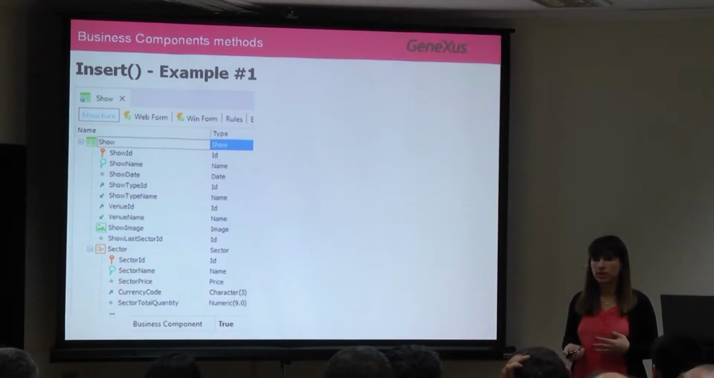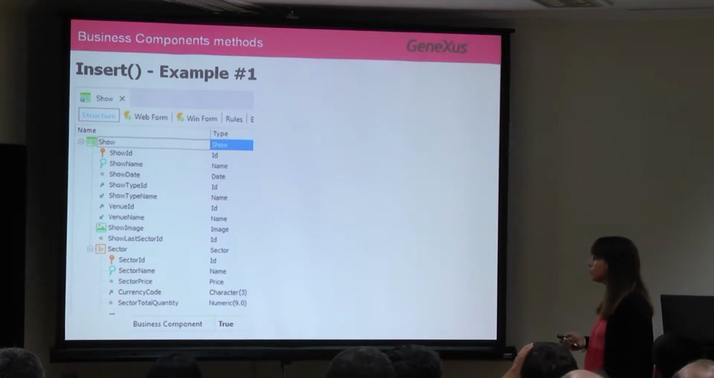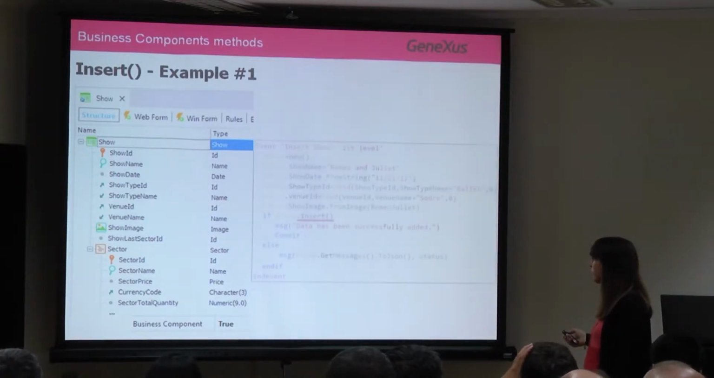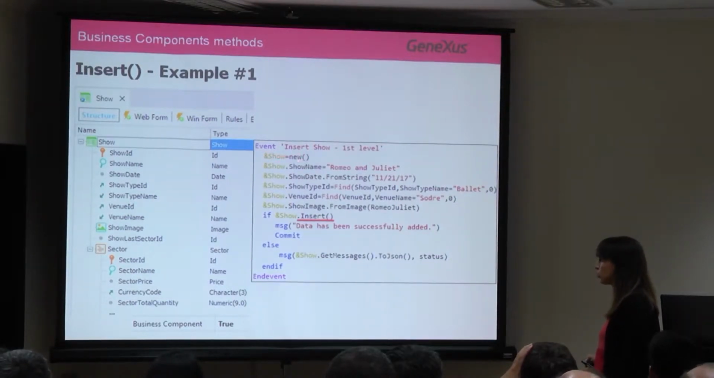This transaction has the business component true. So let's say that with a code I will have to insert a show. For the time being, I only have the first level information. The sectors had not been defined yet. They will be entered interactively later. So here we can visualize the code that we used to employ, and if there's more than one show, you have to ask for memory.